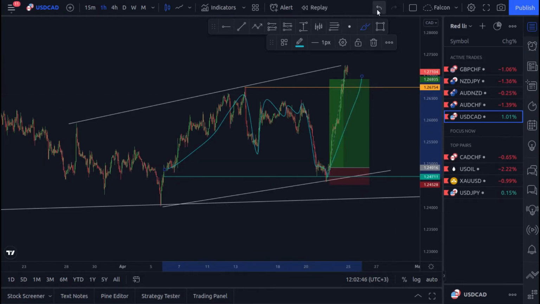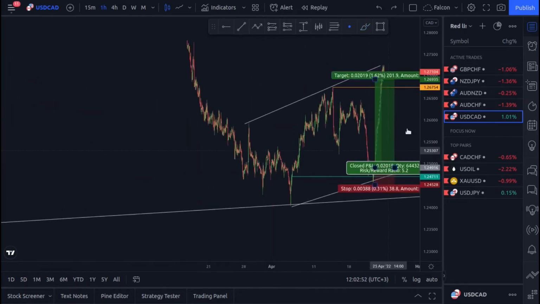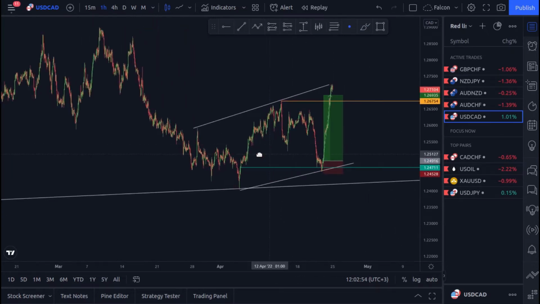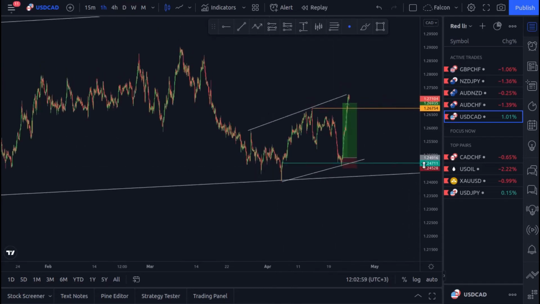So this one did not have any correction for an entry over here. If you were waiting for that bigger correction, you could have missed this move, which was so fast. It started on Thursday and went to Friday. This move was so fast.